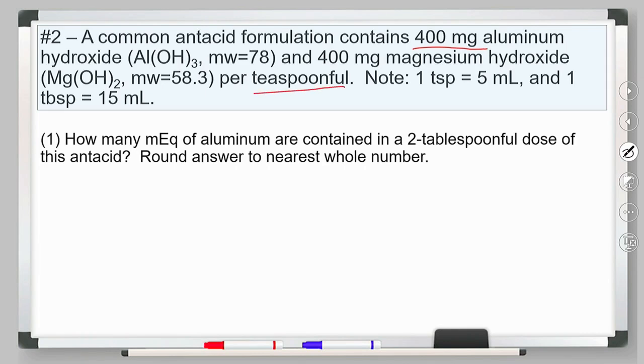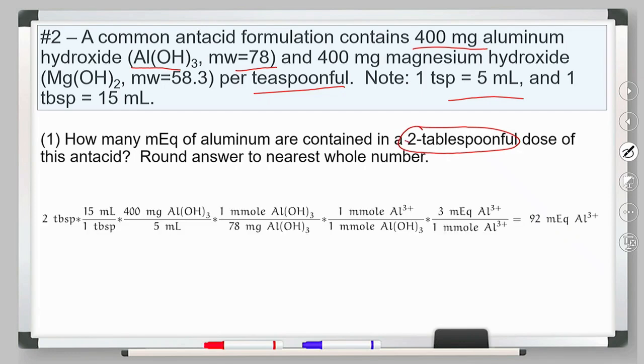Okay, so the first thing we'll do is aluminum hydroxide. I give you the formulas there, I give you the molecular weights, I give you the volume conversions down below here. So, where do we start? Let's start with how much are we giving? We are giving 2 tablespoonfuls. So that's what we're going to start with. That's the dose in which we want to find the amount of milliequivalents. So let's start with 2 tablespoons, okay?